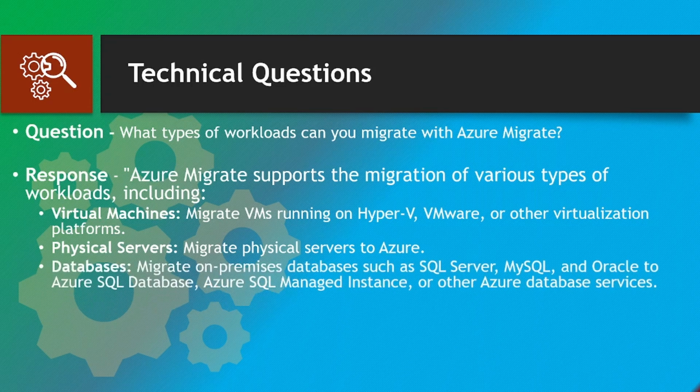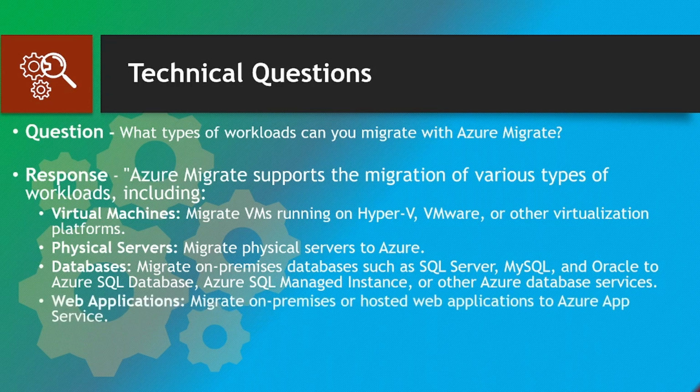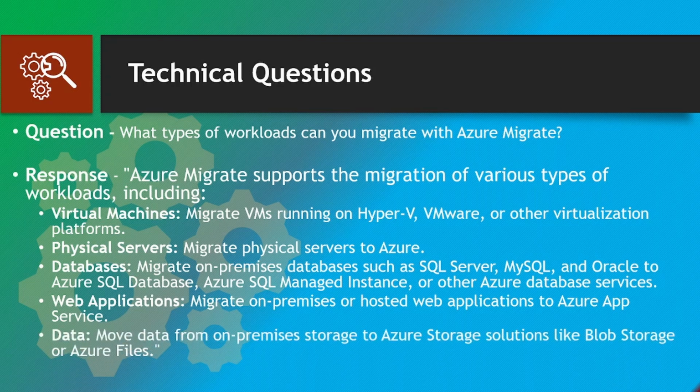Databases. Migrate on-premises databases such as SQL servers, MySQL, and Oracle to Azure SQL database, Azure SQL managed instances, or other Azure database services. Next is web application. Migrate on-premises or hosted web application to Azure App Services. Data. Move data from on-premises storage to Azure storage solutions like blob storage or Azure Files.